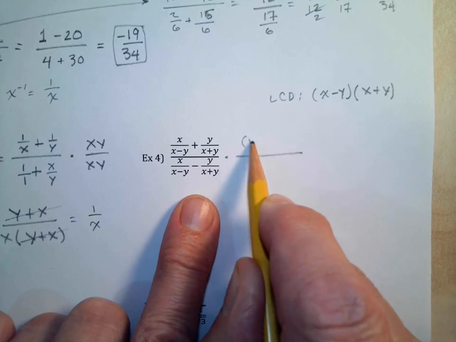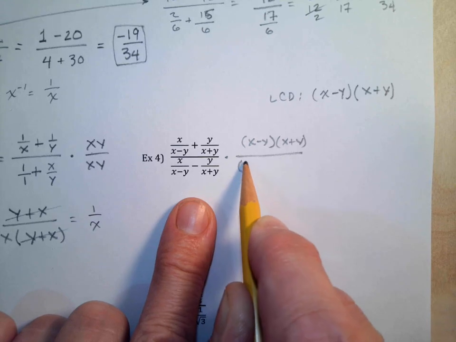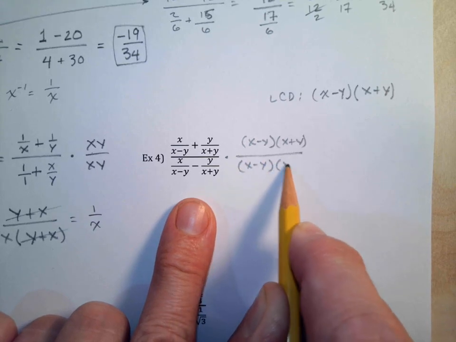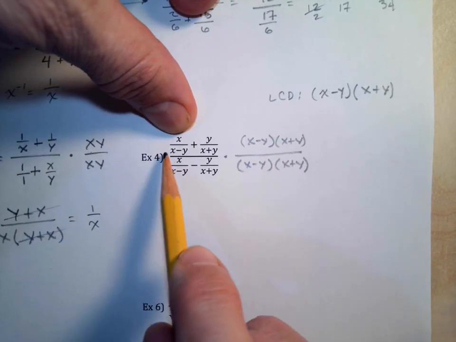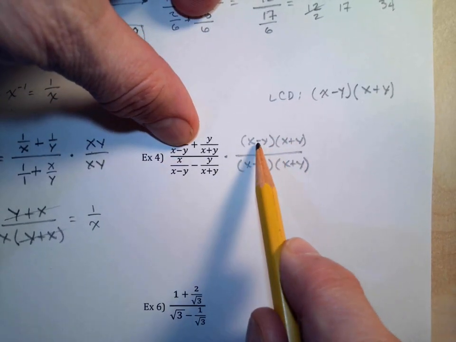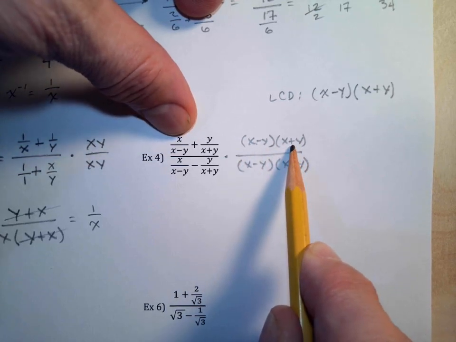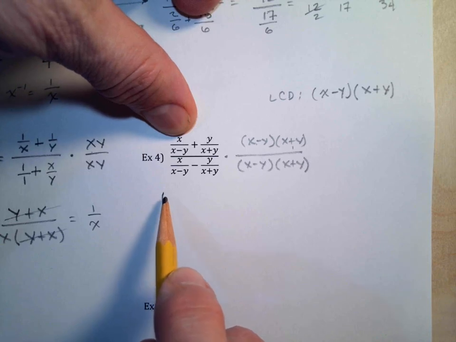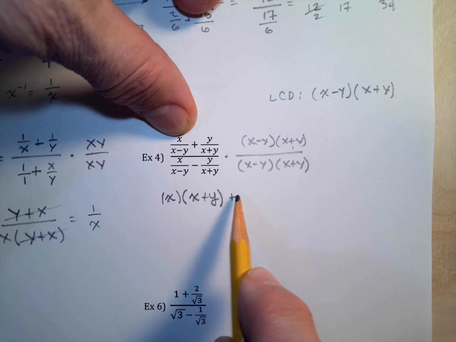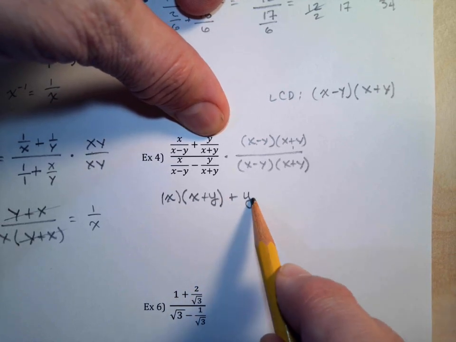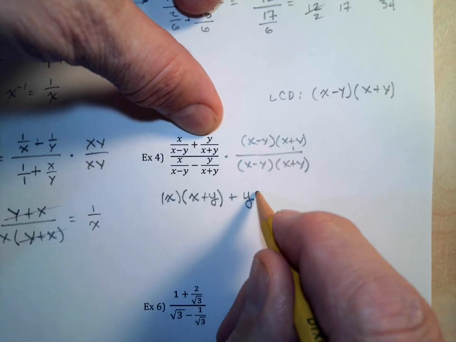This fraction gets multiplied by x minus y, x plus y, and x minus y, x plus y. All right, so what's left? When I multiply this fraction by these two things, the x minus y cancels with the x minus y, leaving me with just this x plus y times the x. So on top, I have x times the x plus y. Then on the next one I have a y, and the x plus y is canceled this time, leaving me with the x minus y times the y.